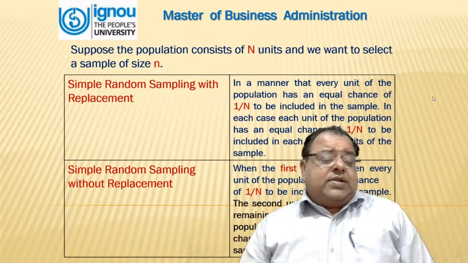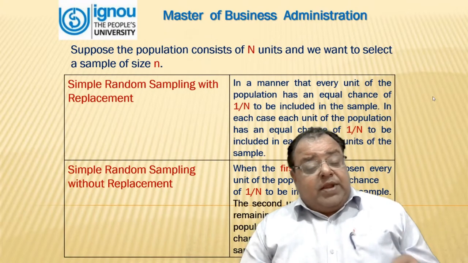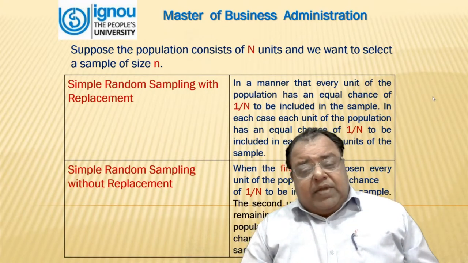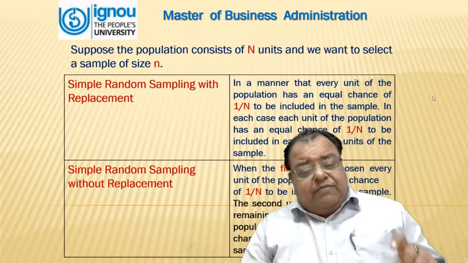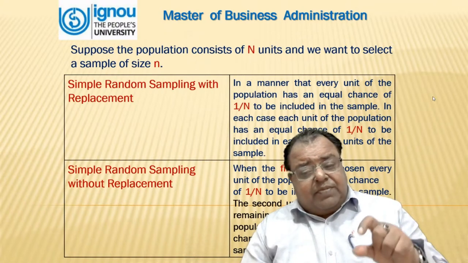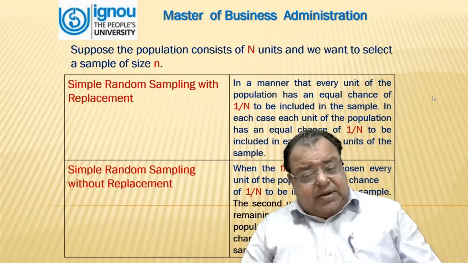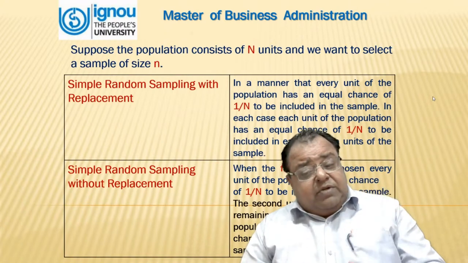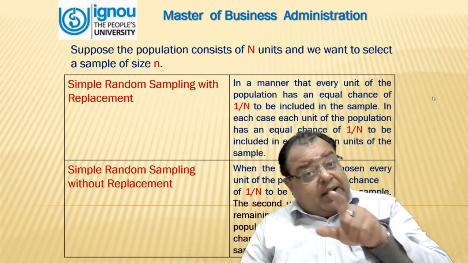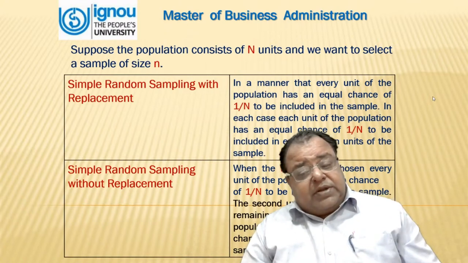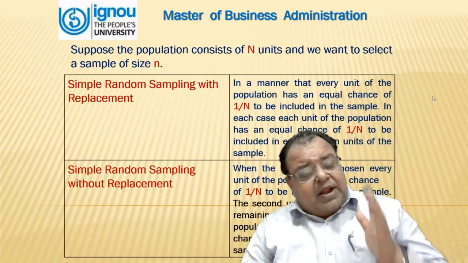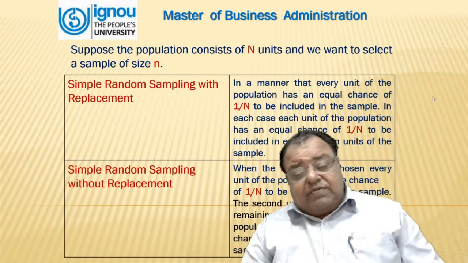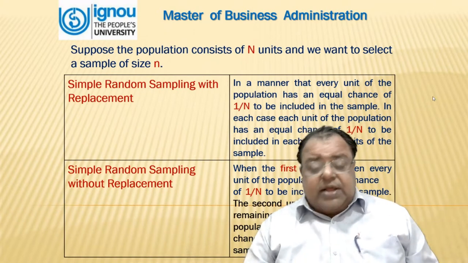Similarly, if it is simple random sampling without replacement, when the first unit is chosen, every unit of the population has a chance of 1 by N to be included in the sample. Now, when the second unit is selected, there are the remaining N minus 1 members of the population, so that each unit has a chance of being selected now as 1 by N minus 1 to be included in the sample.